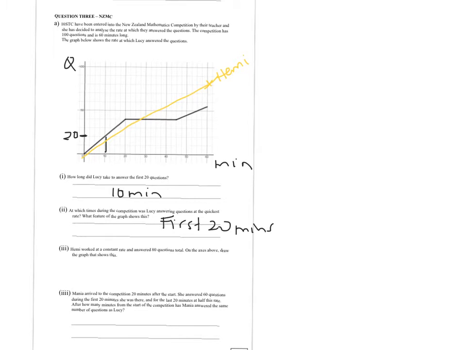Over the page, Maria arrived 20 minutes after the start. She answered 60 questions during the first 20 minutes she was there. So she only started at 20 minutes and she answered 60 questions. Let's give her blue. So she goes up to here. The last 20 minutes was half that rate, so she's only going to answer 30 questions, so she'll get something like that in the second.